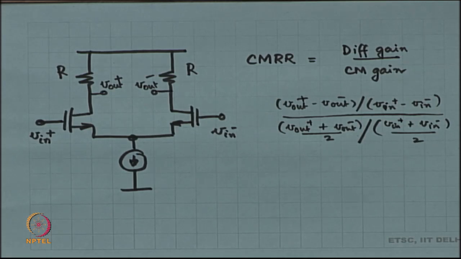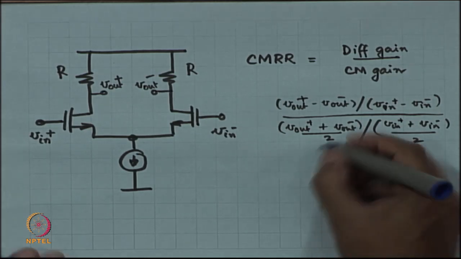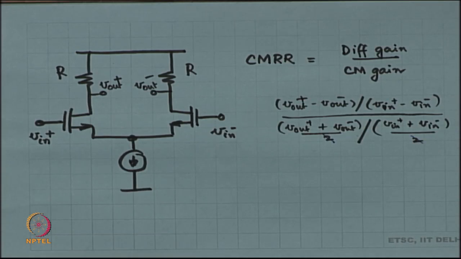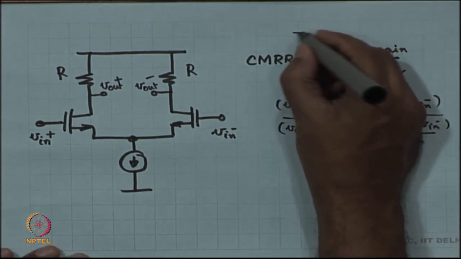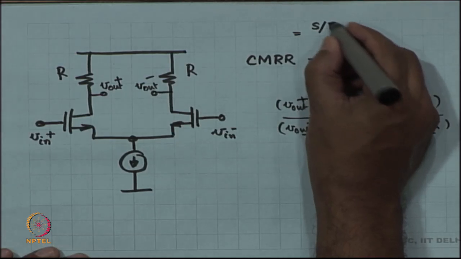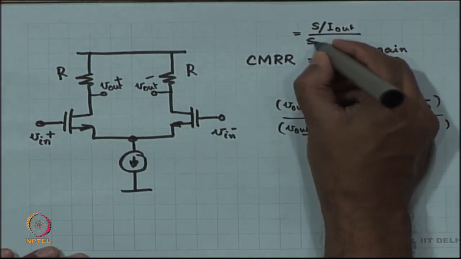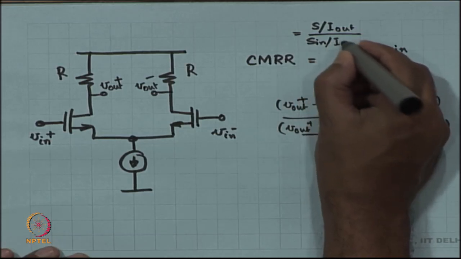All right, and these by 2's cancel out, just letting you know. So, the expression looks very nice. This could be CMRR, and this also happens to be equal to the signal to interference ratio at the output divided by the signal to interference ratio at the input.